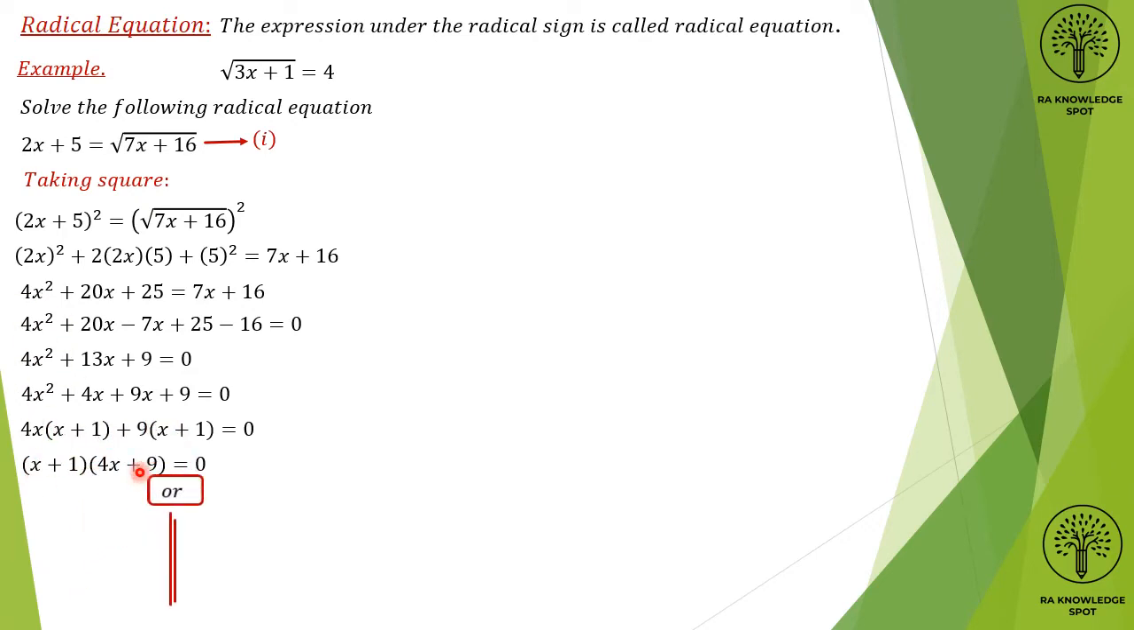Now one by one you have to keep it equal to 0. Then x plus 1 is equal to 0. Then x is equal to minus 1, and 4x plus 9 is equal to 0, and that is minus 9 divided by 4, that is minus 9 by 4. Dear students, it looks like you have your answer, but it is not your final answer because we have to do something more, that is called checking.